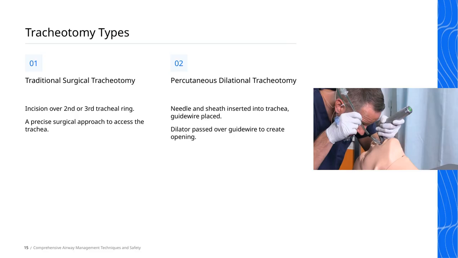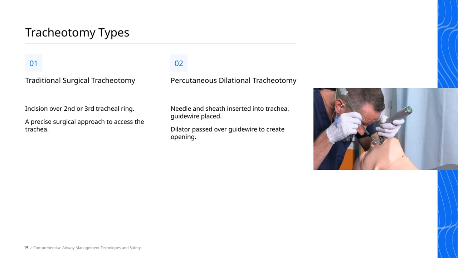Now, let's look at the percutaneous dilational tracheotomy, or PDT. The process begins with inserting a needle and sheath into the trachea, followed by placing a guide wire. Once the guide wire is securely in place, a dilator is passed over it to create the necessary opening. This technique allows for a minimally invasive approach to access the airway.